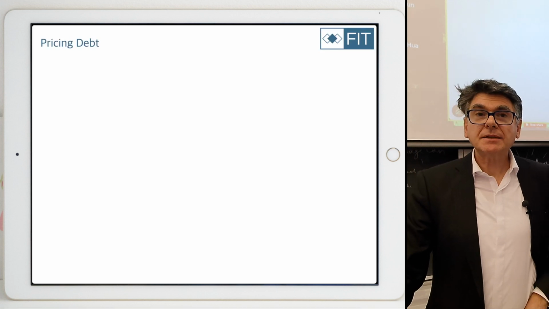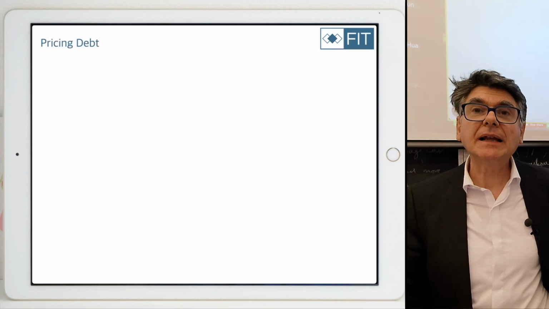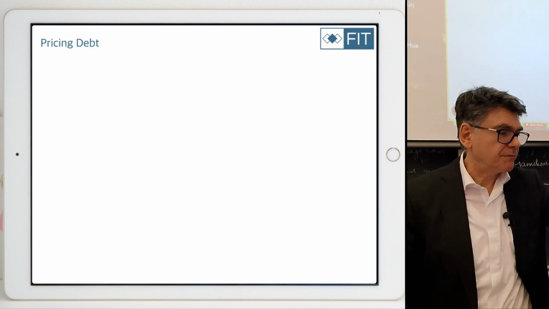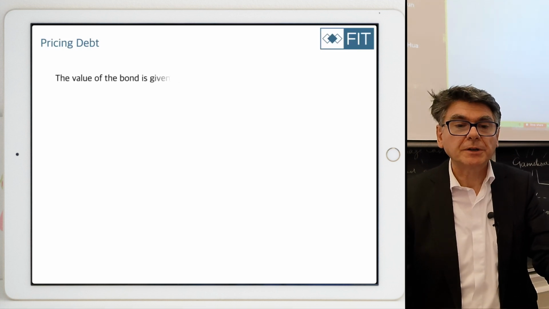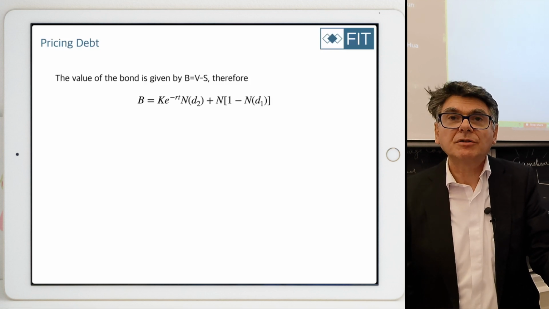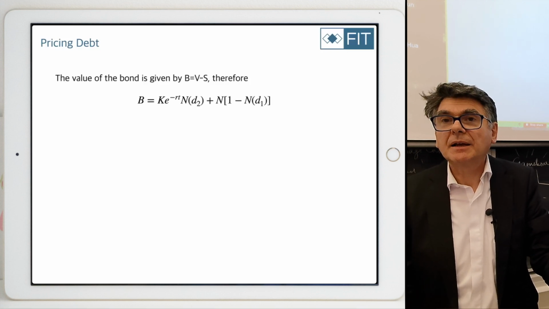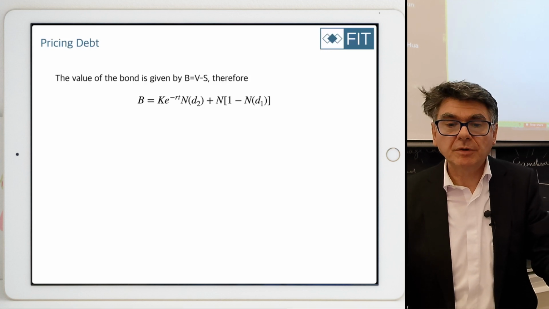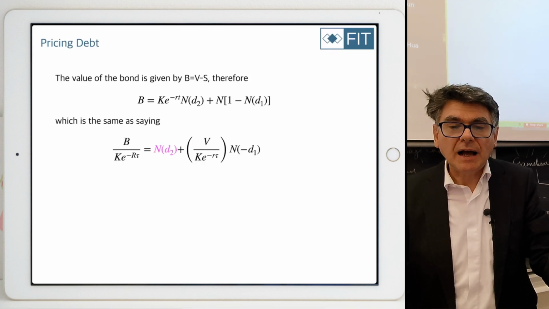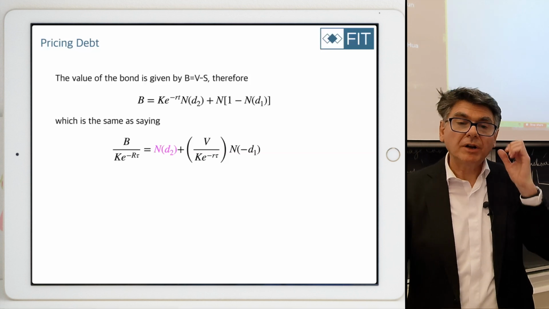So I can price the equity, but now let me price the debt. The debt is the important thing to price because from pricing the debt, I can find the probability of default, which is my objective. So the value of the bond is V minus the value of the equity. The value of the equity, I use the Black-Scholes theory, and then I get a Black-Scholes version of the value of the bond, which is this. And I'm going to rewrite the value of the bond like that.